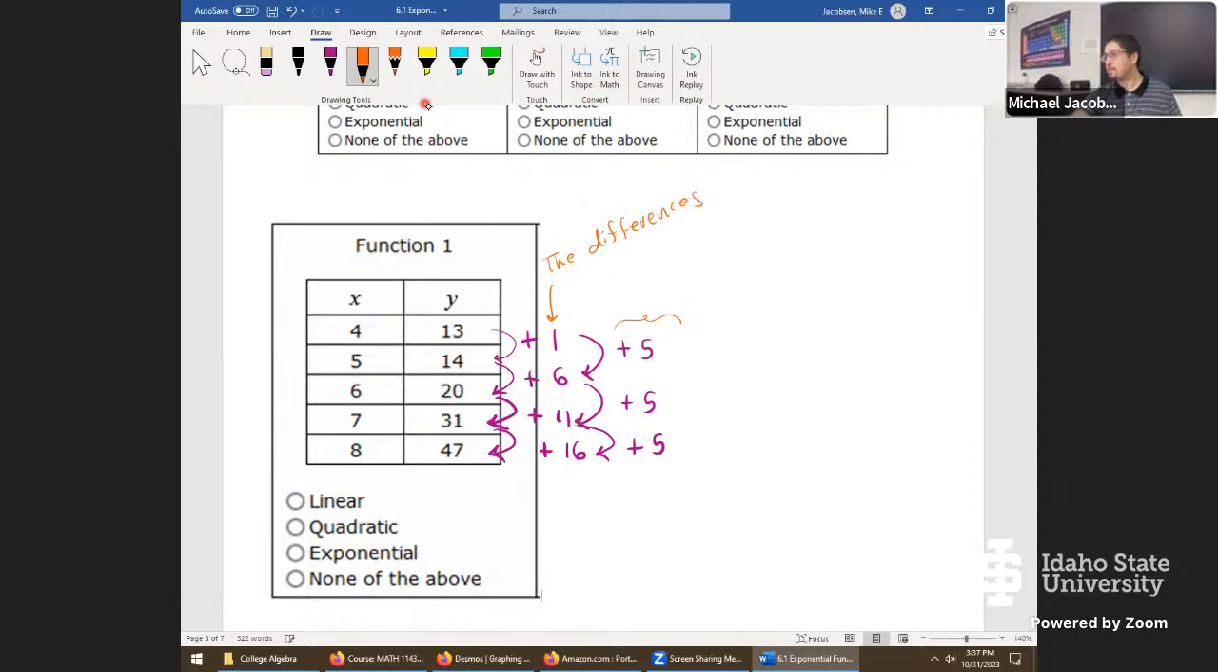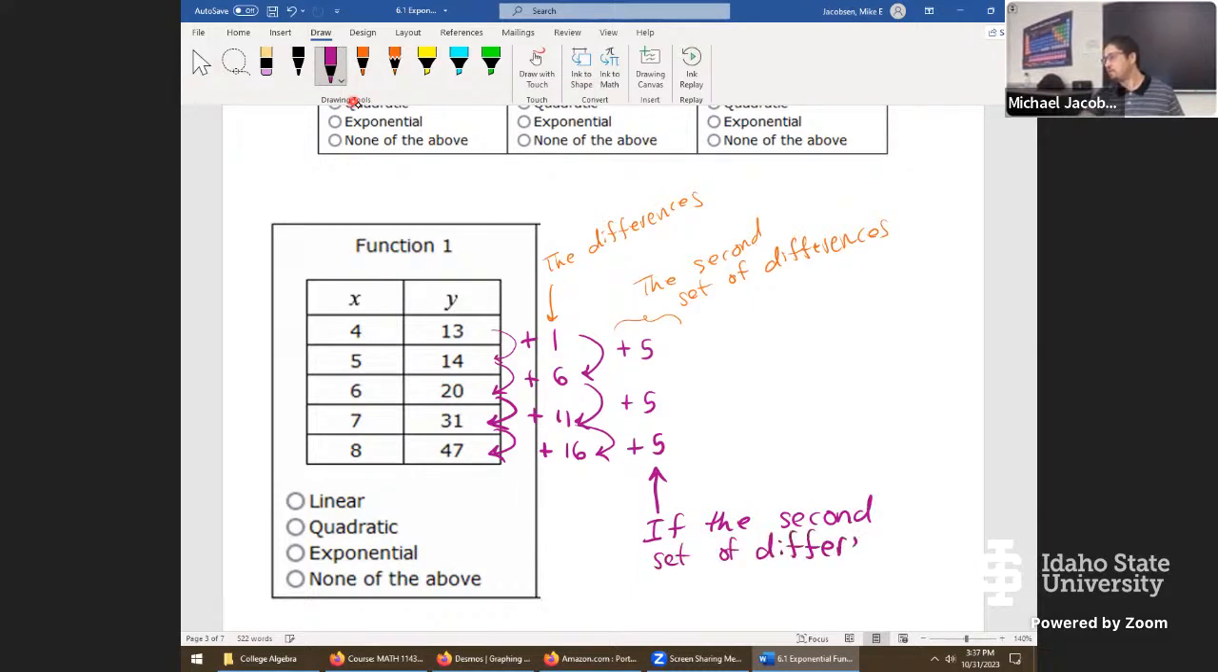These are the second set of differences. And we can now say here that if the second set of differences are constant, that's what we have. We have a constant set of differences, second differences, they're all 5. You are dealing with a quadratic function.